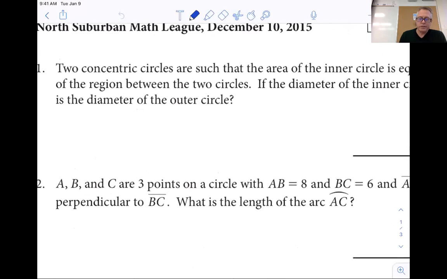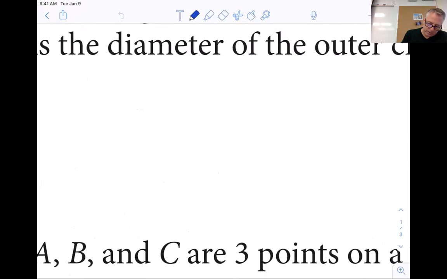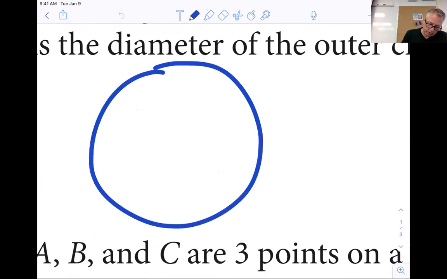We have two concentric circles. If you don't know what concentric circles are, you don't have a chance of doing the problem. It just means like a bullseye, one inside the other, perfectly inside, kind of. So they have the same center. So two concentric circles means this. Means you got one circle on the outside.